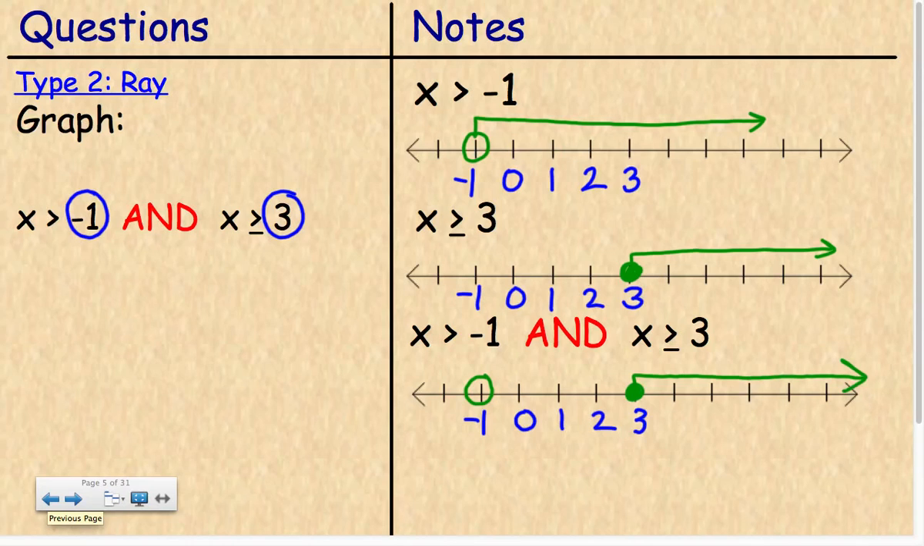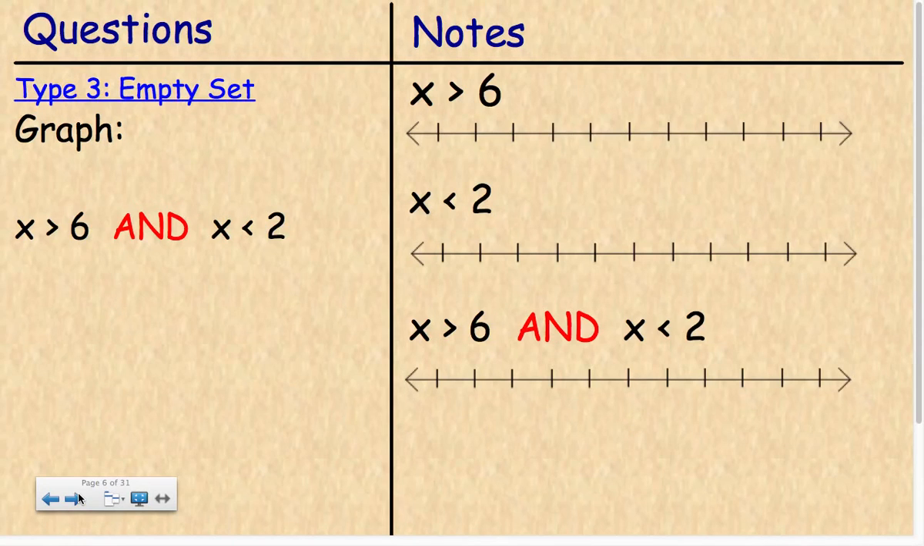So really, I don't need this green dot on -1. I'm not doing anything with it. My array starts from 3 and goes to the right. So numbers that are greater than -1 and greater than or equal to 3 are numbers that are 3 or bigger. It has to be shaded on both number lines, not just one of them.